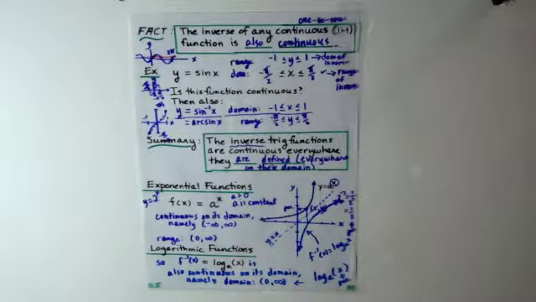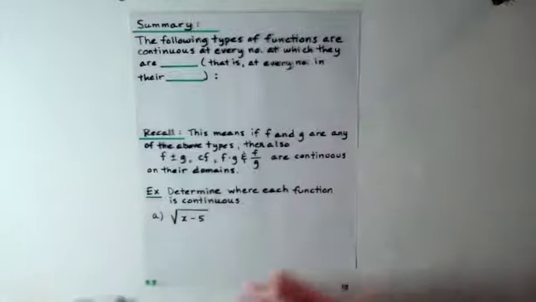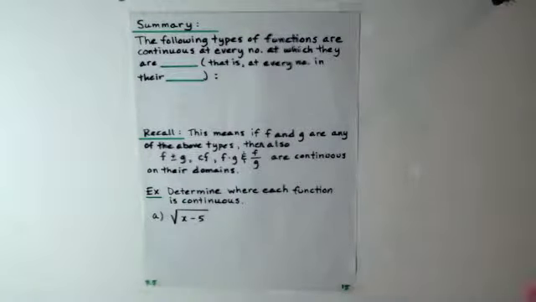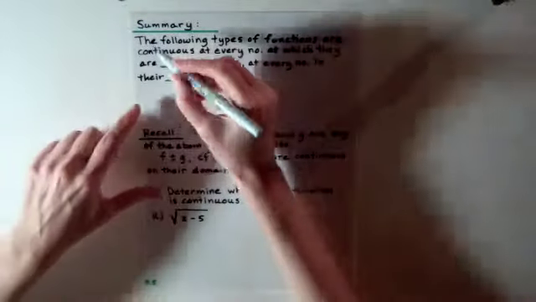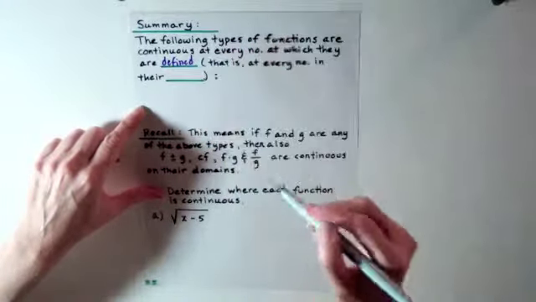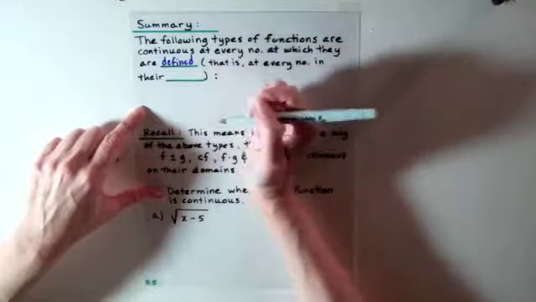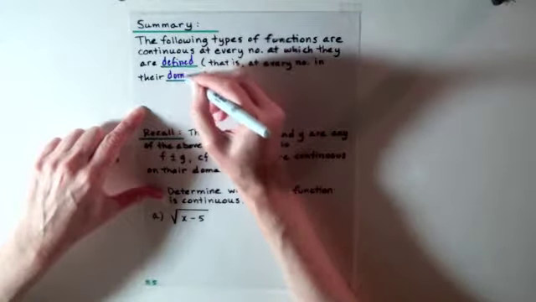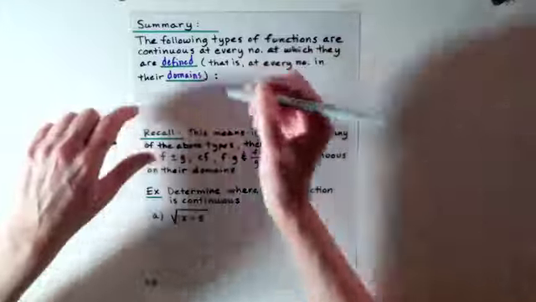Okay, let's go ahead and turn to the next page. What we're going to do next is just to summarize everything that we've said about these particular kinds of functions that we've looked at. So let's summarize here. The following types of functions are continuous at every number at which they are defined. Or another way of saying the same thing, they are continuous at every number in their domains. And let's just list the kinds of functions we've talked about.